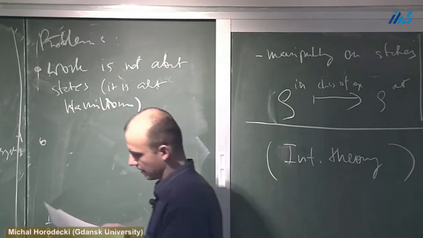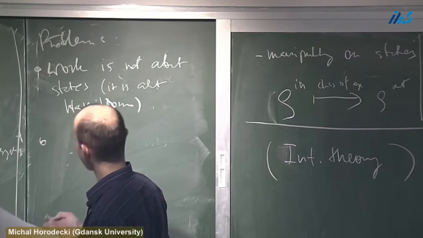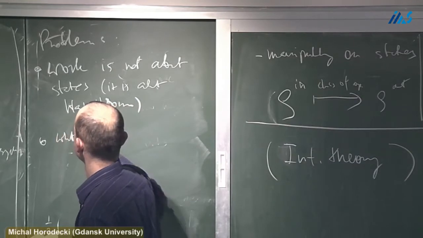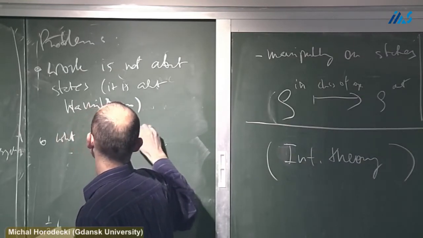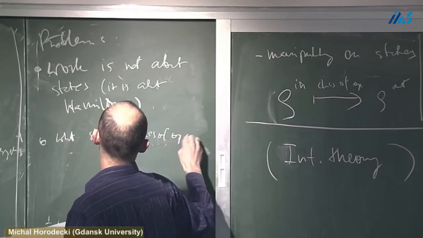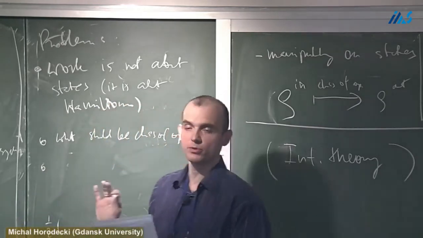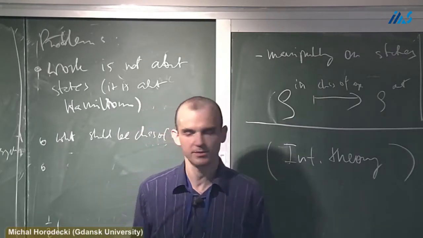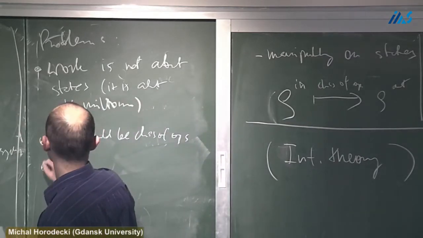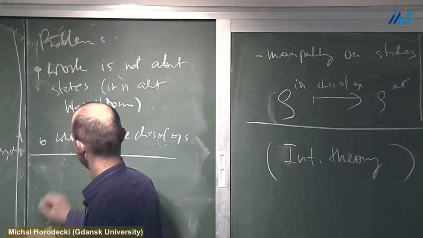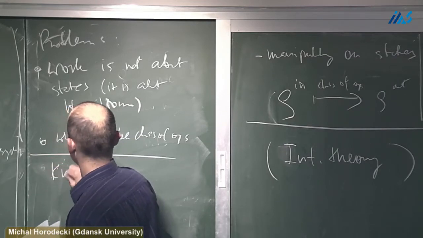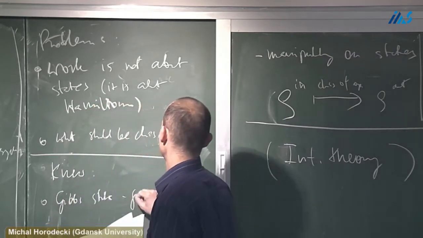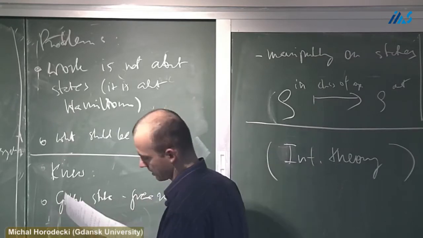The second problem was that it was not clear what should be the class of operations. What should be the class of operations? And what we knew for sure is that the heat bath will be a free resource. So the Gibbs state will be a free resource. That was not a problem. Okay, this we knew.